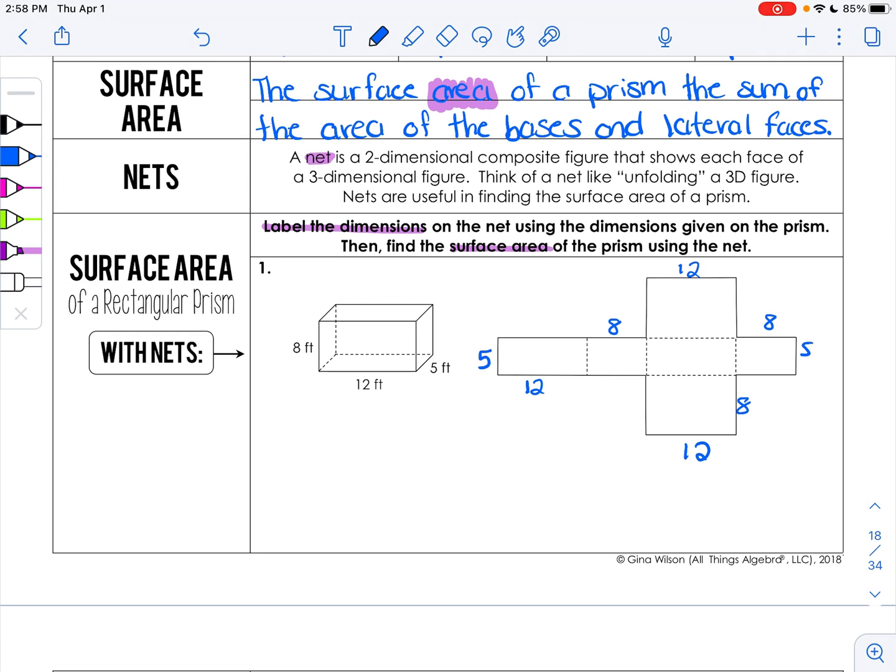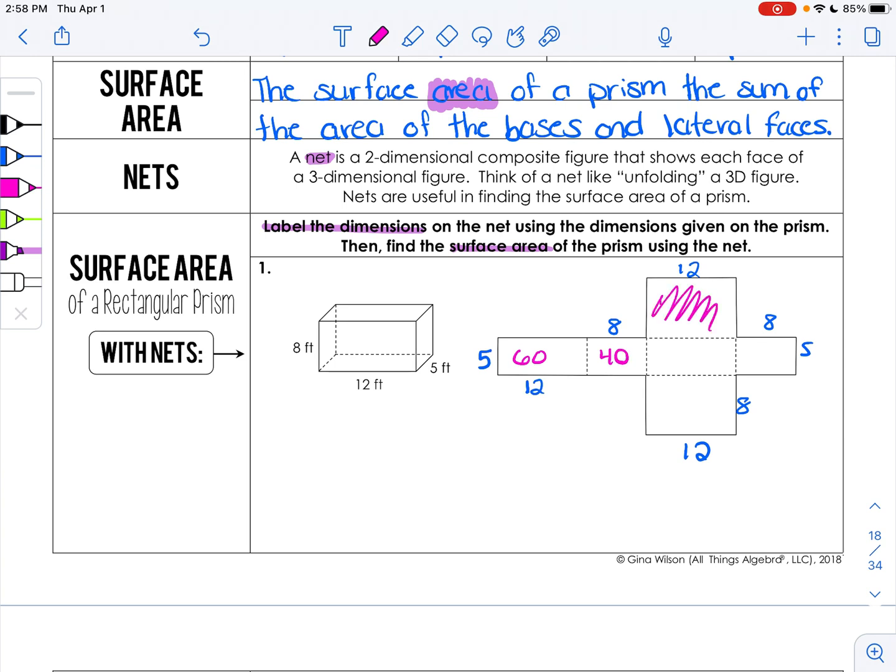So next we're going to find the area of each one of those faces. Starting with this face, to find the area, it's a rectangle, so we're going to do 12 times 5. 12 times 5 is 60. Then our next face here would be 8 times 5, because we're using the 8 here and the 5 here that lines up at the end. And 8 times 5 is 40.